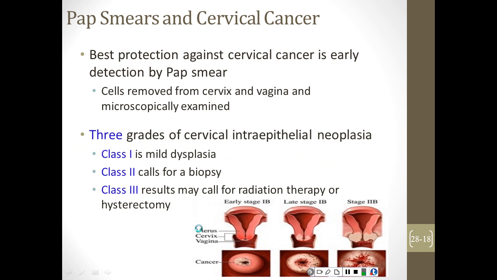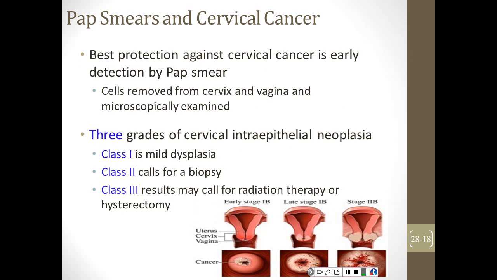Now, the best protection against cervical cancer is early detection by the Pap smears. Okay, and as I told you, that's where the cells are scraped and removed from the cervix and the vagina, and then they're examined under a microscope.